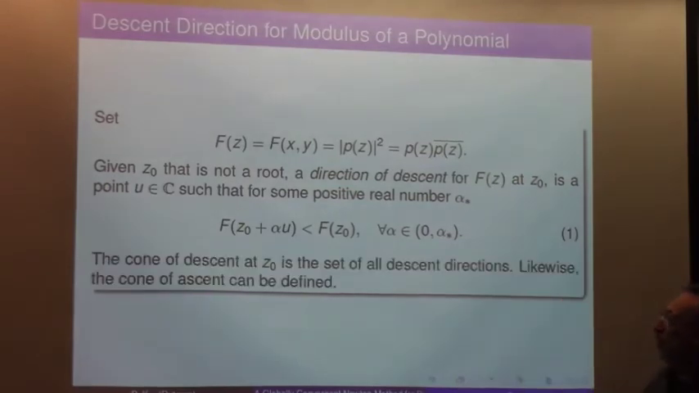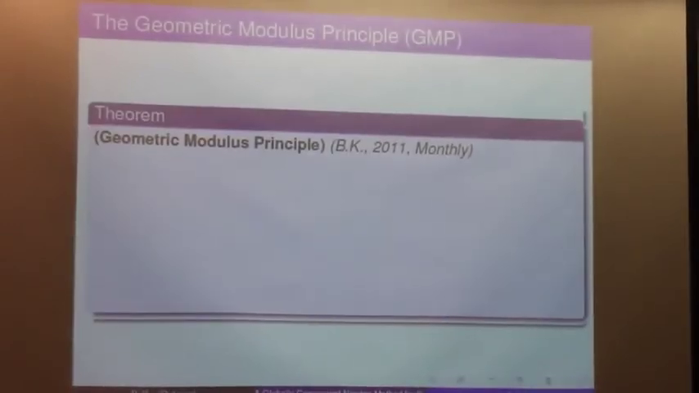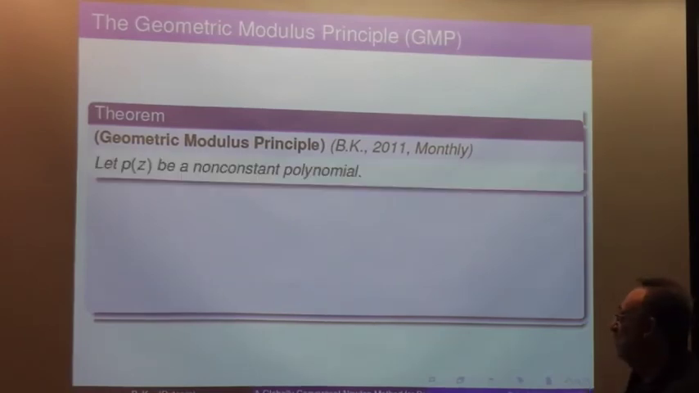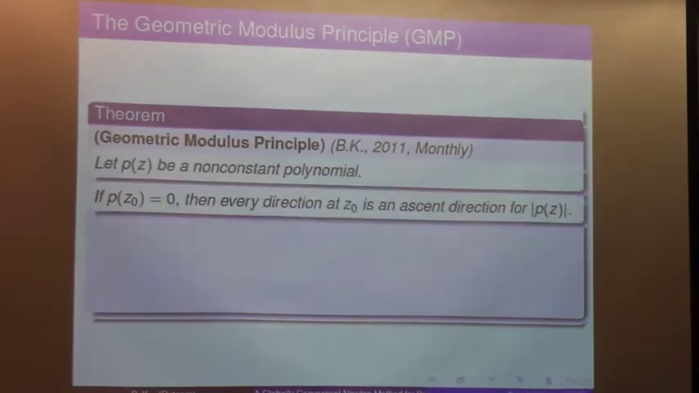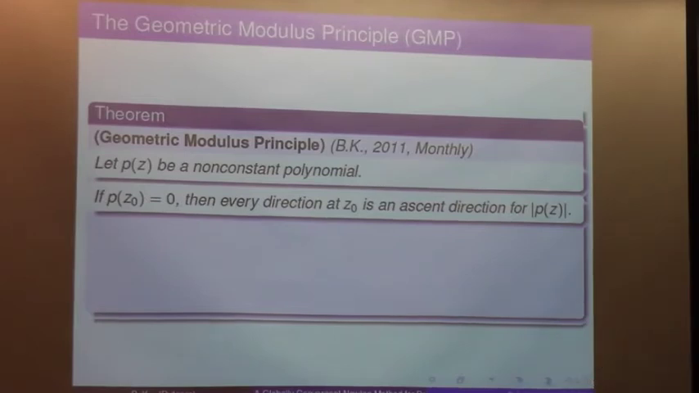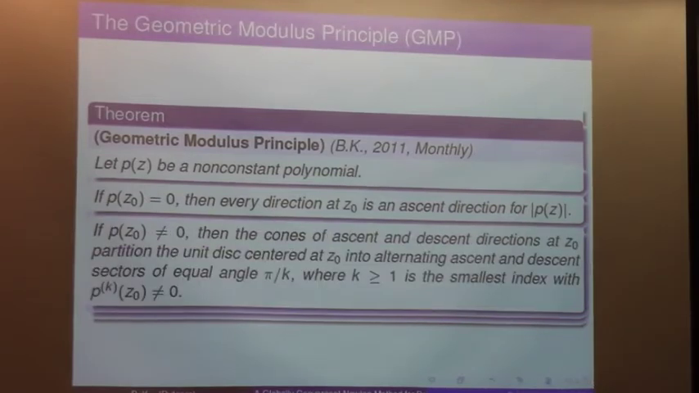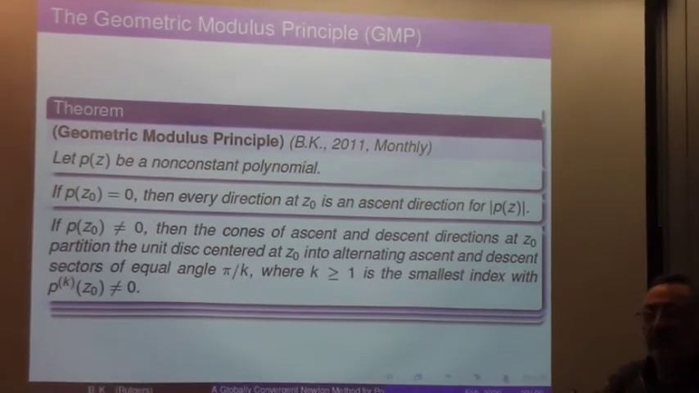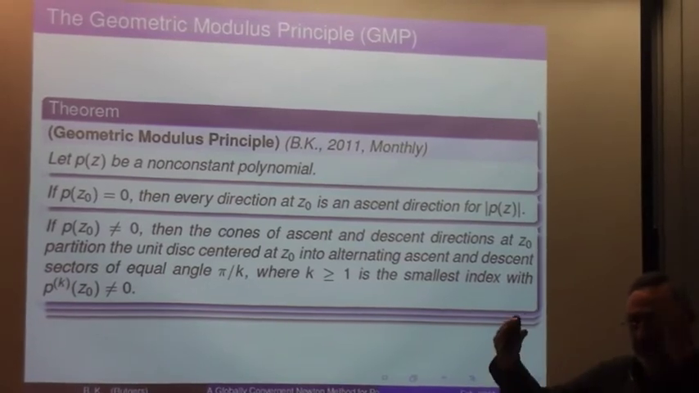Now, the cone of descent at z0 is the set of all such directions. The question is, what do they look like? This is a geometric modulus principle, as I called it, in 2011, in the Monthly. It says, take any non-constant polynomial, take any point z0 which is not a zero, then every direction at z0 is a descent direction for p of z. That's obvious, right? If it's a root, the polynomial is non-constant, so it has to be increasing.